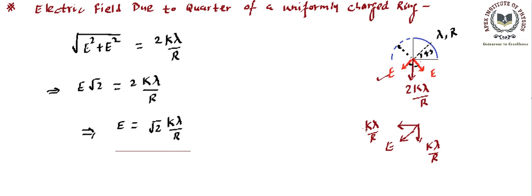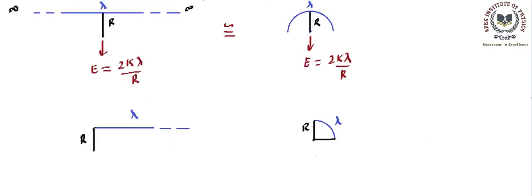And both components are going to be k lambda upon r, k lambda upon r. So either we can remember it in this angle bisector form, or we can remember it in these two components form. Both are going to be equally correct.